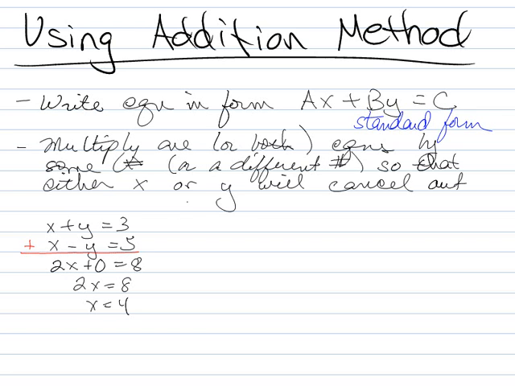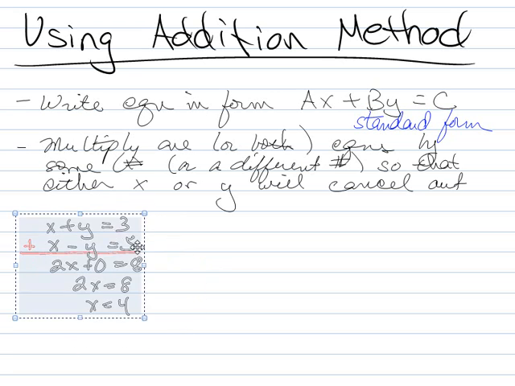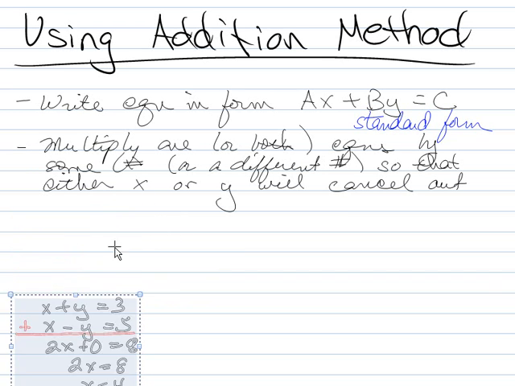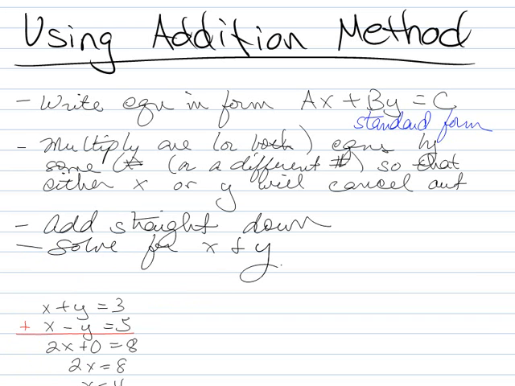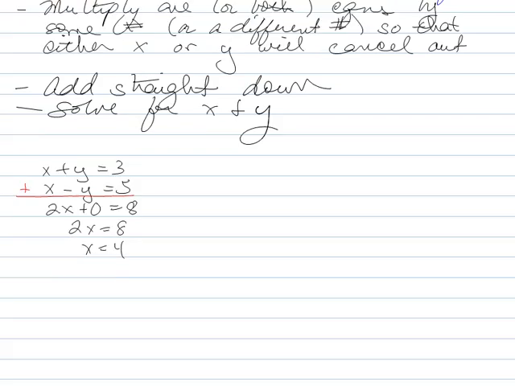Then I'm going to add straight down, and whenever I do that, one or the other of my variables will cancel. And then I'm going to solve for x and y, the best way that I can. The way to learn this really is to actually try it, because they're all going to be a little bit different. So we're just going to work a bunch of examples. Okay, so let's try this one.